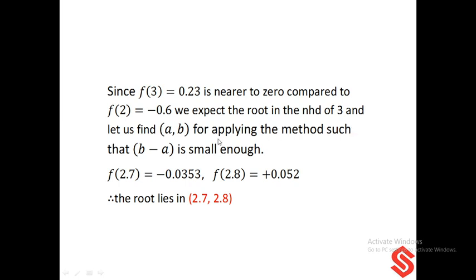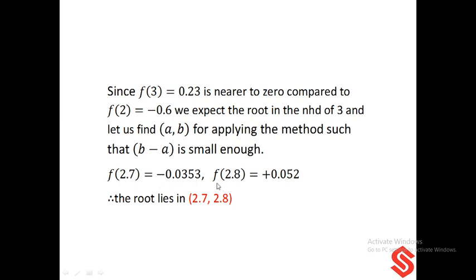So now let us reduce the length of the interval 2, 3, to make b minus a small enough. We start substituting the values nearer to 3. Since the interval is 2, 3, from 3 you go back, like 2.9, 2.8, 2.7, etc. For any two consecutive values you may get the opposite sign. So here you will get f of 2.7 and f of 2.8.